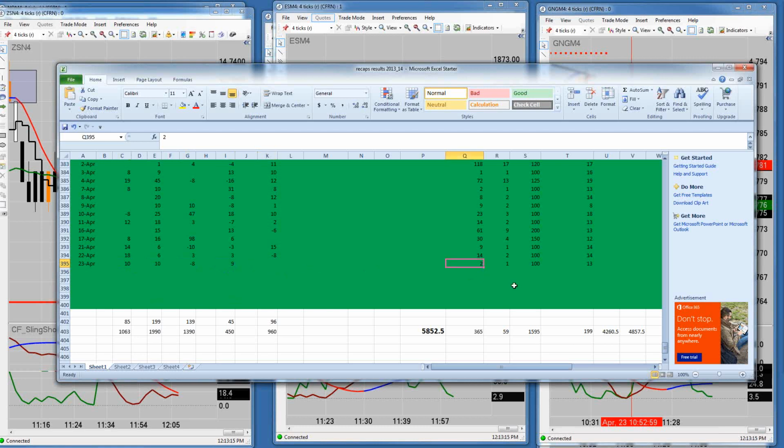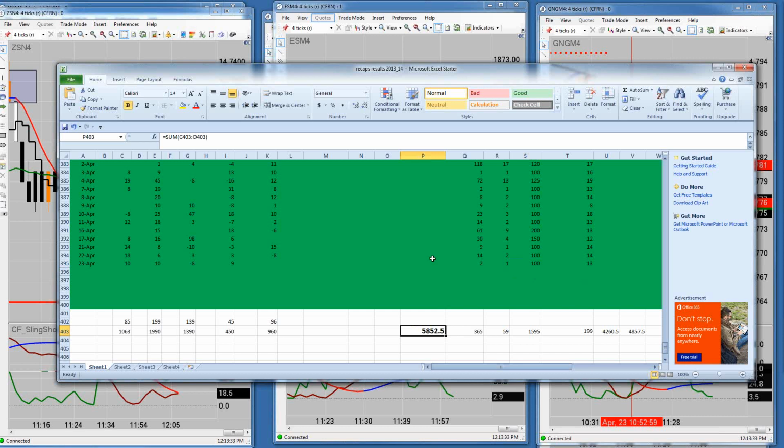Today it took, I say 2 minutes, but I don't know that it took that long. It might have taken 30 seconds, but I said 2 minutes, and one trade to get to our goal for the day, which is $100 a contract. We took 13 trades in total today in the live trading room.